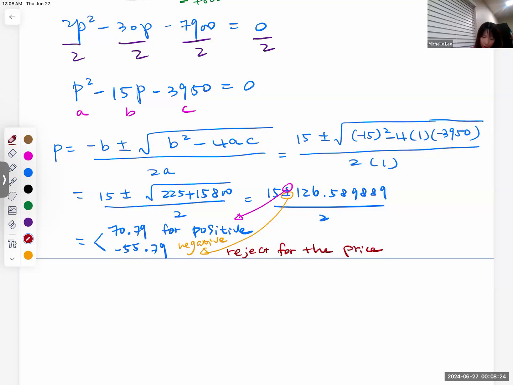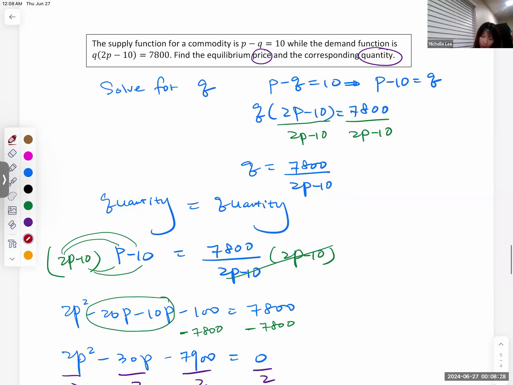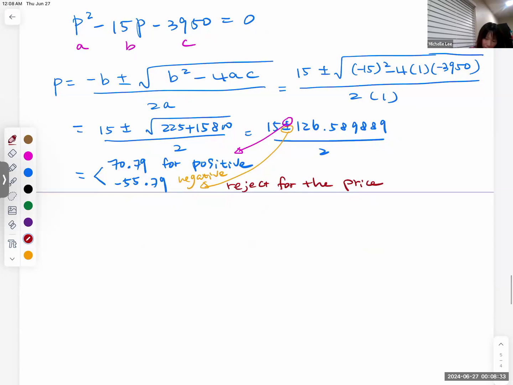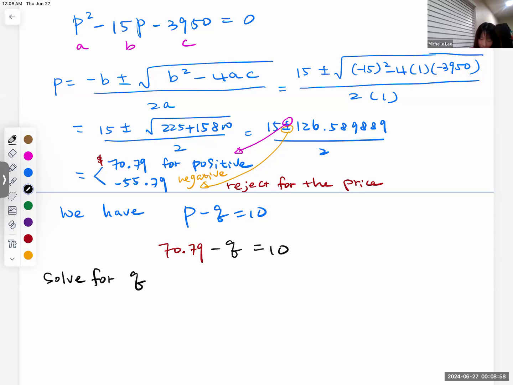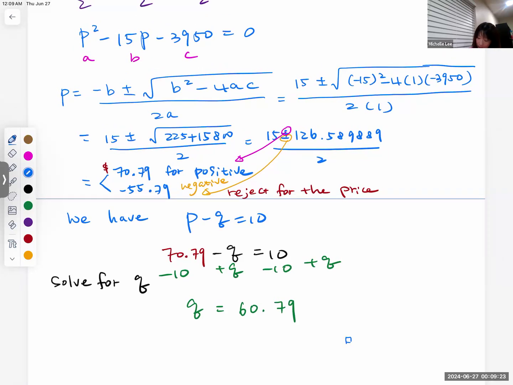So we're looking at the quantity, right? So which one is the easiest one? We have P minus Q equal to 10. P was 70.79 minus Q equal to 10. And solve for Q, that's for quantity. So Q, we move other side and subtract 10 here, right? So there will be Q equal to 60.79 quantity, right? Okay, thank you for watching. Bye.